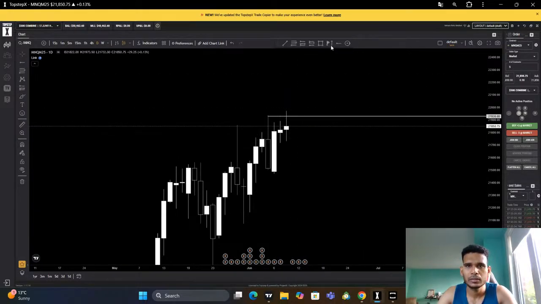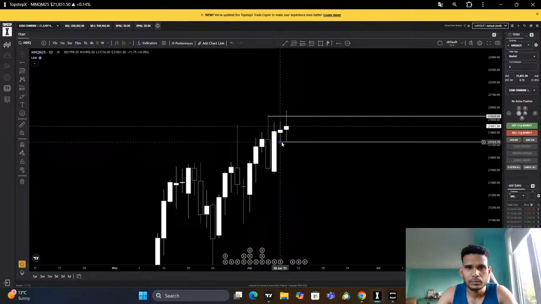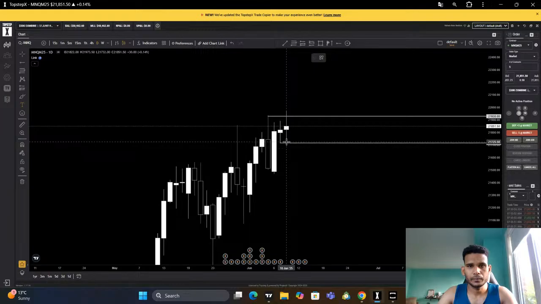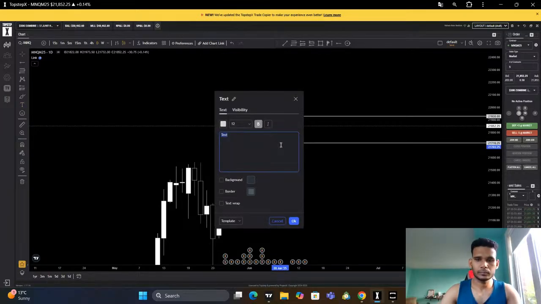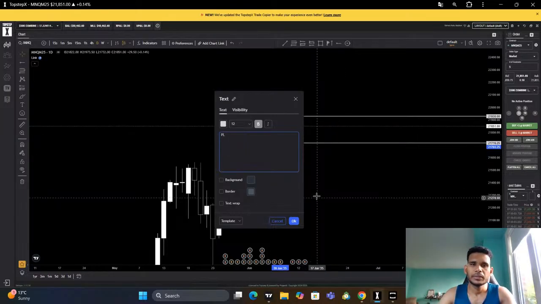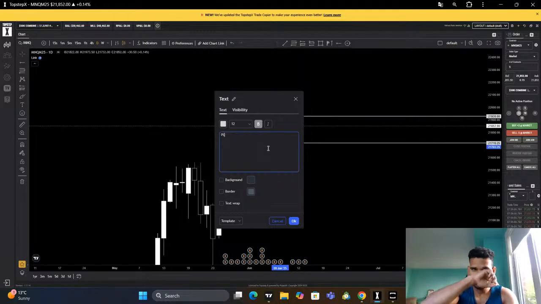So this is the last day, previous day high and low. Previous day high has been taken. This is the previous day low. I just marked out the previous day low, which is very important. Previous day low, PDL, which means daily low.